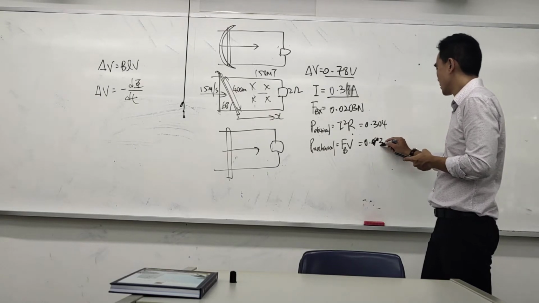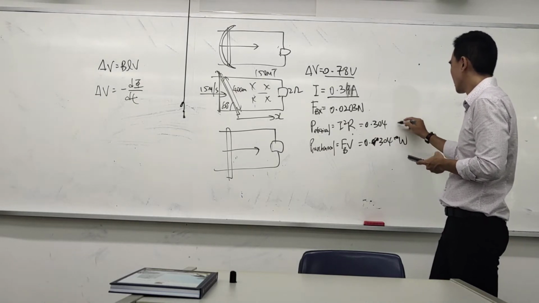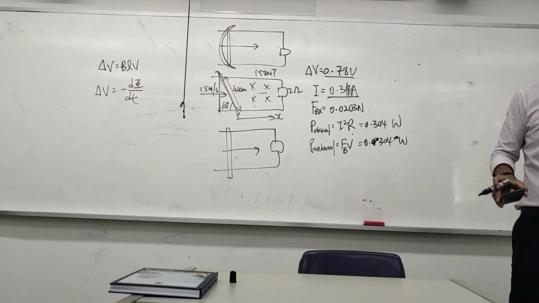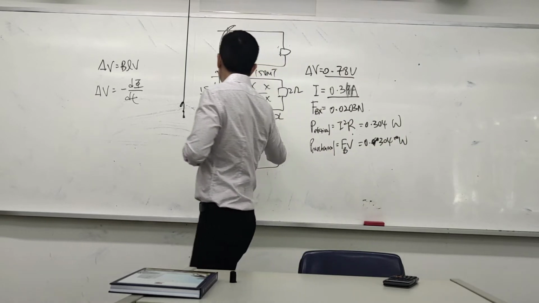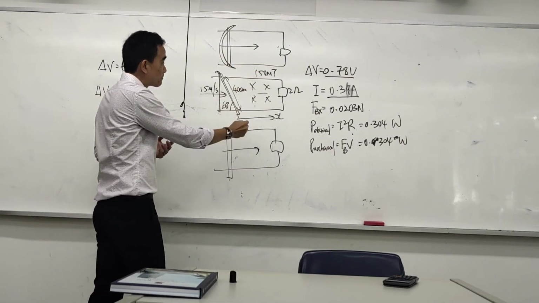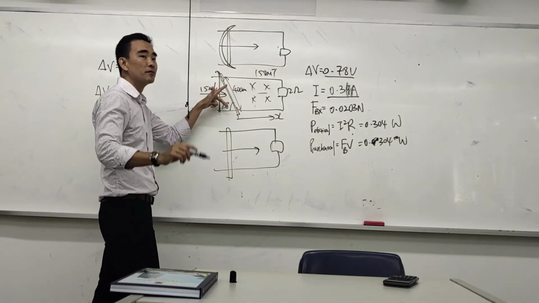Okay, so what does F have? Good question. Let me guide you through. Now, the current can only flow this way or this way, right? Agree? So say the current flows this way, for example. We'll talk about the direction of current flow later.